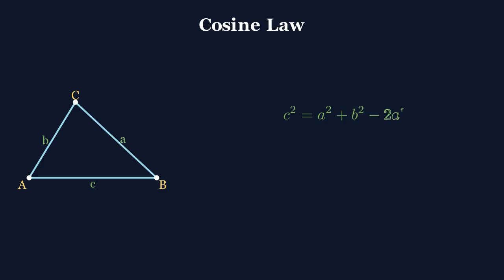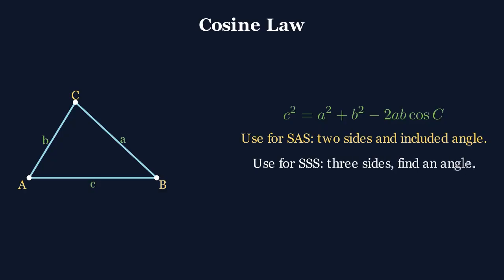Next, the cosine law. It says c squared equals a squared plus b squared minus 2ab cosine C. Use cosine law when you know two sides and the included angle, or when you know all three sides and need an angle. It is the non-right triangle version of the Pythagorean theorem.